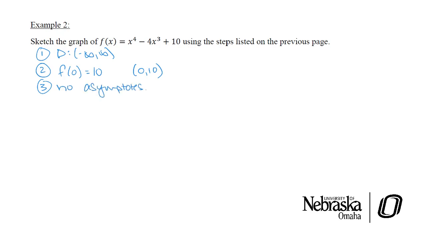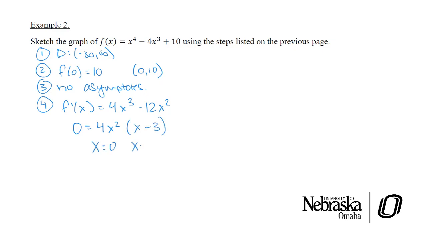Okay. And then for the next step, we want to find critical numbers and where the slope is changing. So we find our first derivative would be 4x cubed minus 12x squared. We want to set this equal to 0. So we can factor out a 4x squared. We'd be left with x minus 3. So we get x equals 0 and x equals 3. Okay, so now we look at the number line.